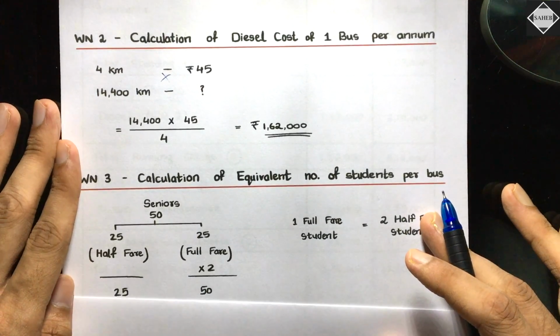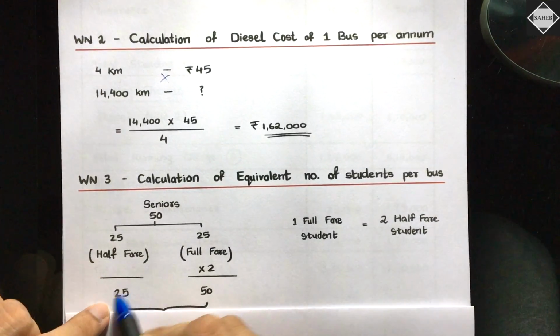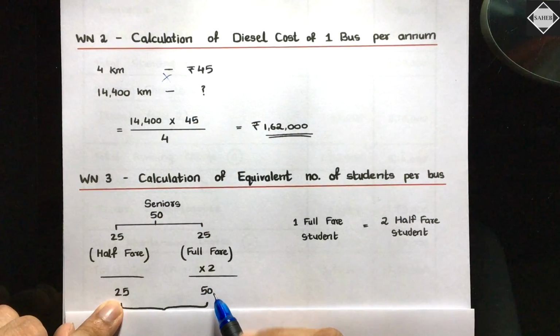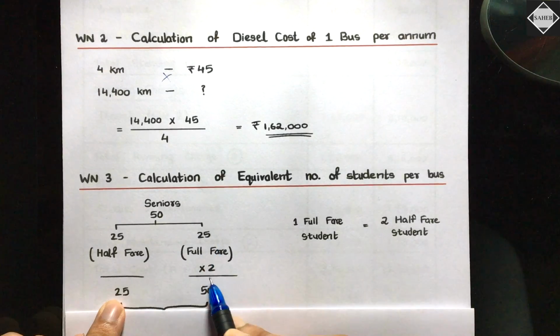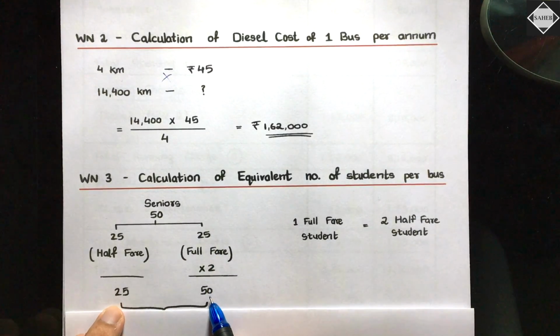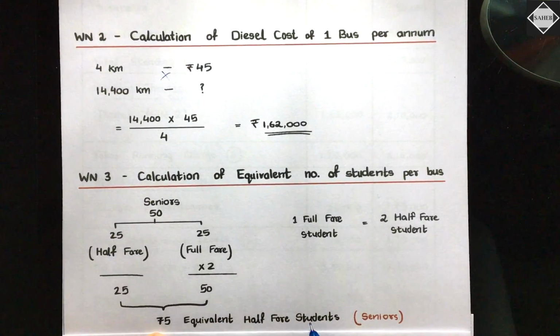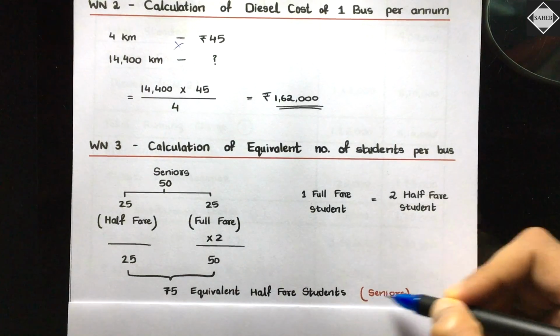So see here, 25 half fare students stay as they are, multiplied by 1 only. Here the full fare students are being converted into half fare equivalent students. So 25 into 2 is 50. Is it clear? So in total it will be 25 plus 50, that is 75 equivalent half fare students. Just with the senior category, we have calculated the equivalent number of students: 75 equivalent half fare students.